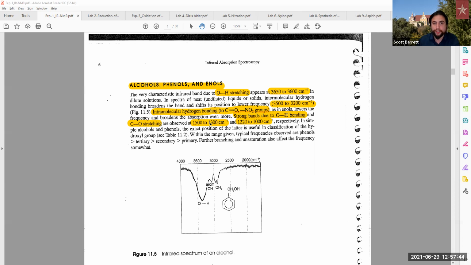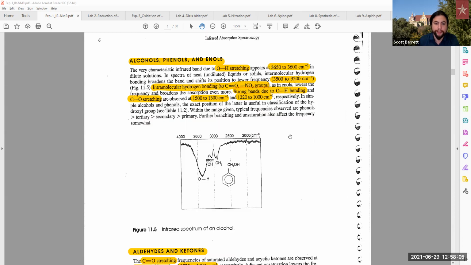So when we look at any other sorts of bonds, you can see that the CO stretching would be around 1500 to 1300 and 1220 to 1000. Those are important as well. But again, when you're looking at these kinds of things, some of them can overlap when you get close to the fingerprint region. So it's really more important for you to remember the strong functional groups such as alcohols, triple bonds, double bonds, carbonyls, amines.